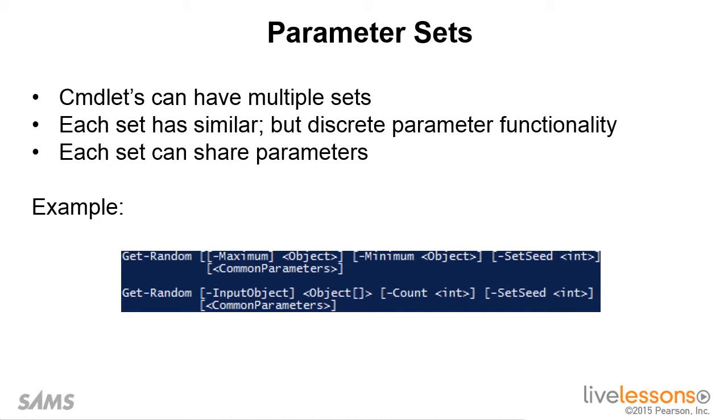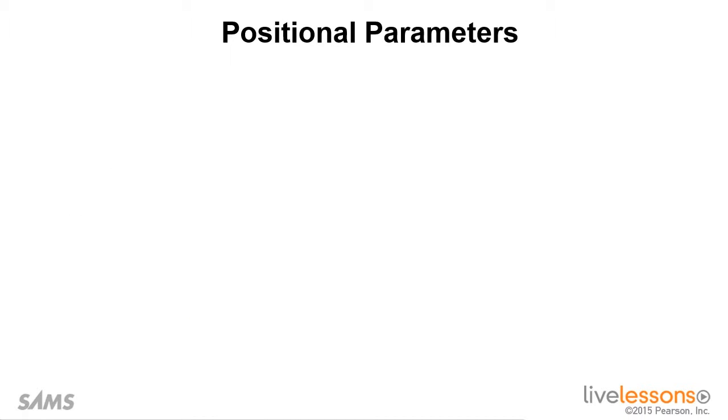The commandlet get-random has very different functionality between the two parameter sets. You'll notice in the top one, there are parameters for maximum and minimum. For the second one, it's only going to take an object that you pass to it. However, it has parameters for count. Between those two parameter sets, they actually share a similar parameter of setSeed. You don't need to know what any of those do currently. However, you will notice that there is a little bit of overlapping functionality, but for the most part, they are discrete.